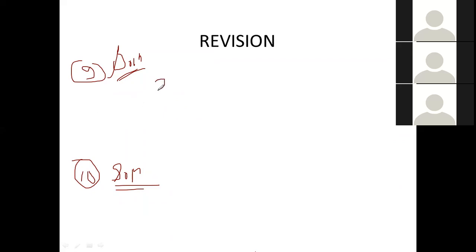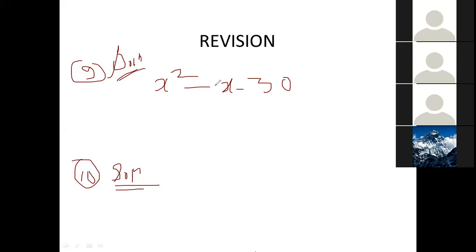Tell, children. One is given there, x square minus x. What is the coefficient of the middle term? 1. Very good. If there is nothing, there will be 1. Okay, let's do this.